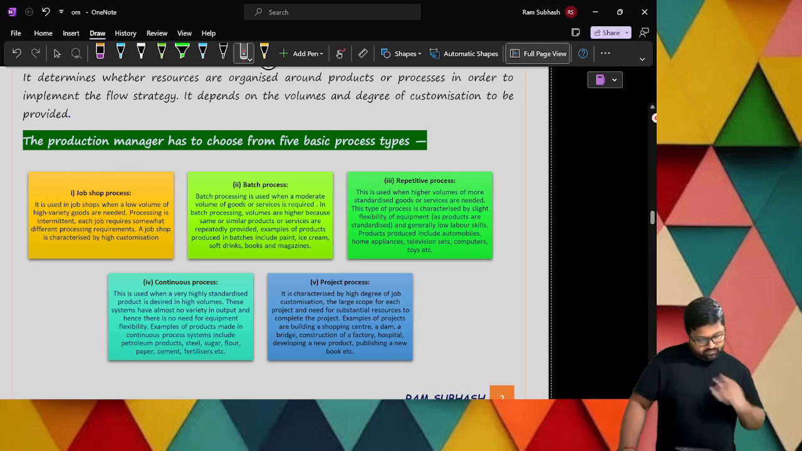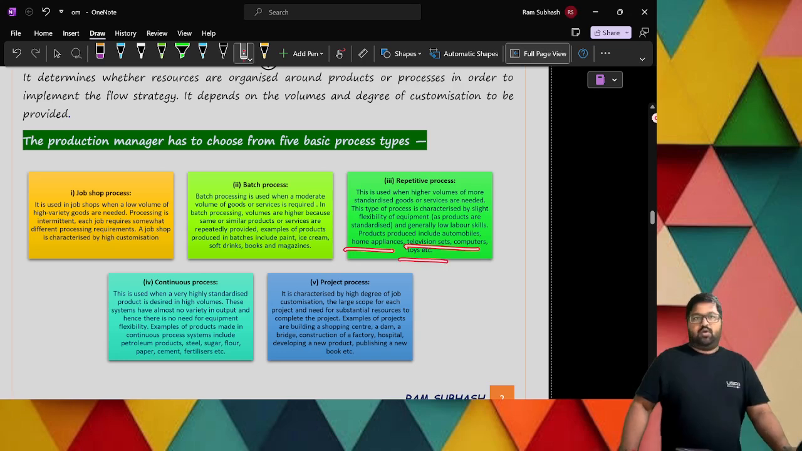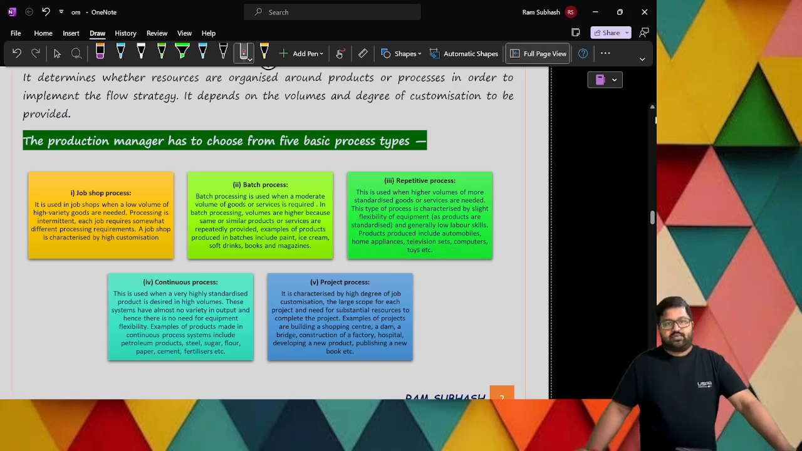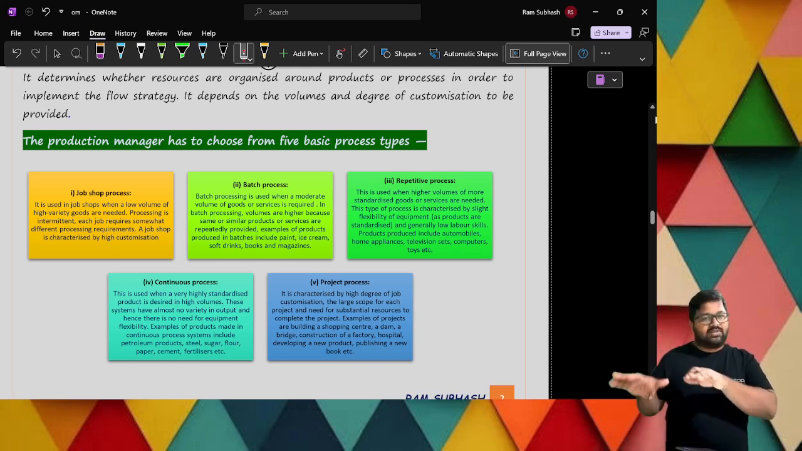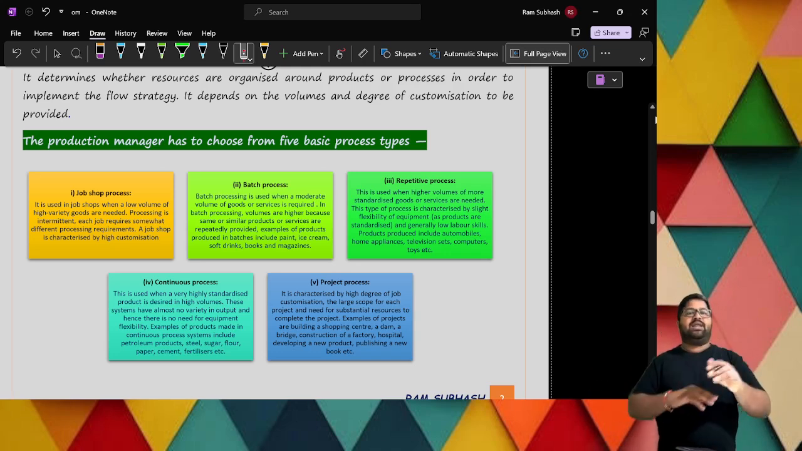Okay. Next, repetitive process. The volume will be higher, and more standardized products and services are needed. This type of process is characterized by slight flexibility of equipment or process, and generally low level skills. So automatically here we use less labor and more machines. Labor intensive versus capital intensive, you have learned now. Examples here: home appliances, television sets, computers and toys. For example, if I'm manufacturing computers, a man will be available only to see that the process is going on safely, but the actual work will be done by machines.